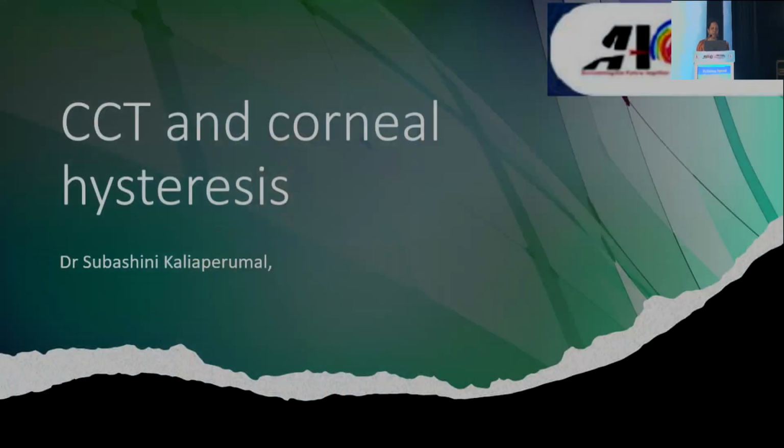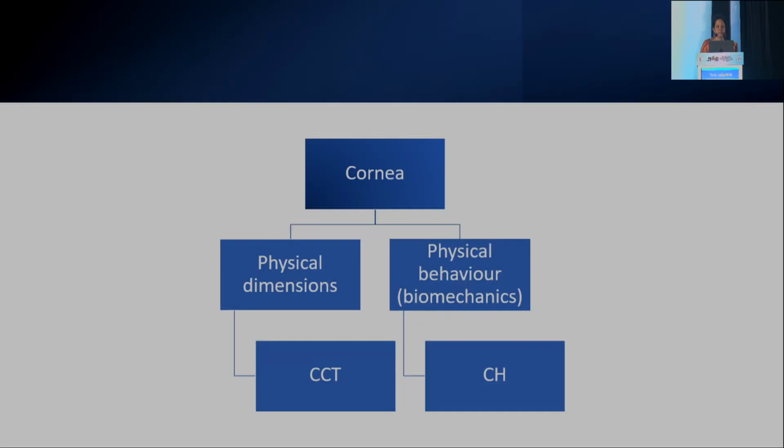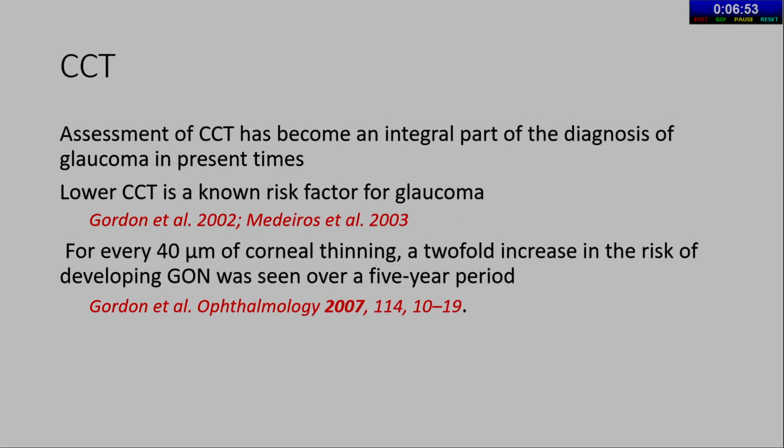Respected chairpersons and the audience, a very good morning. So my topic is on CCT and corneal hysteresis. CCT and corneal hysteresis are two important variables. They can even be considered biomarkers in assessing the risk and progression in glaucoma. If you see the cornea, it has physical properties such as corneal thickness and curvature, and the biomechanical behavior, which is the corneal hysteresis.